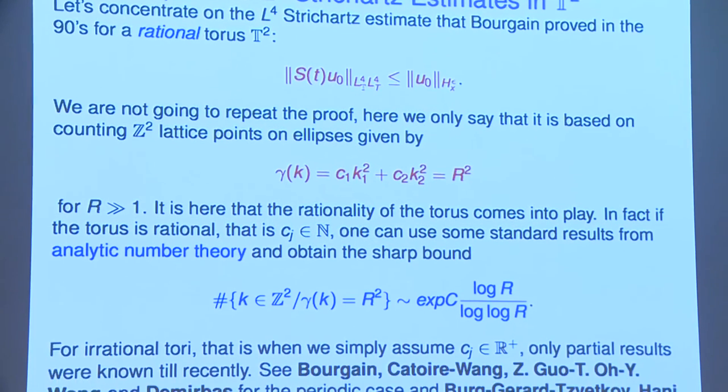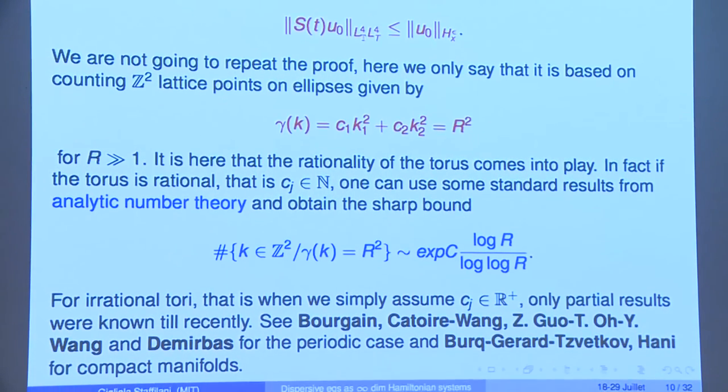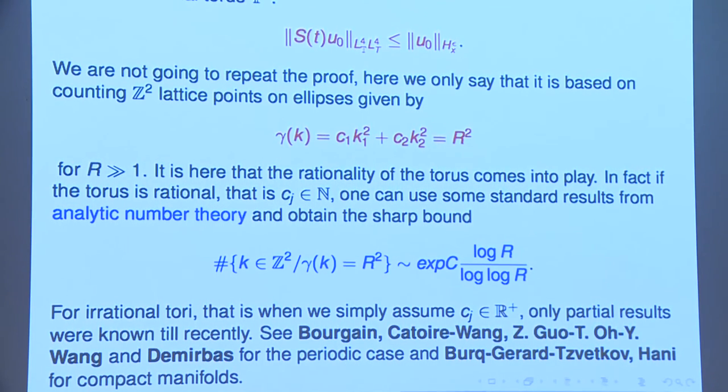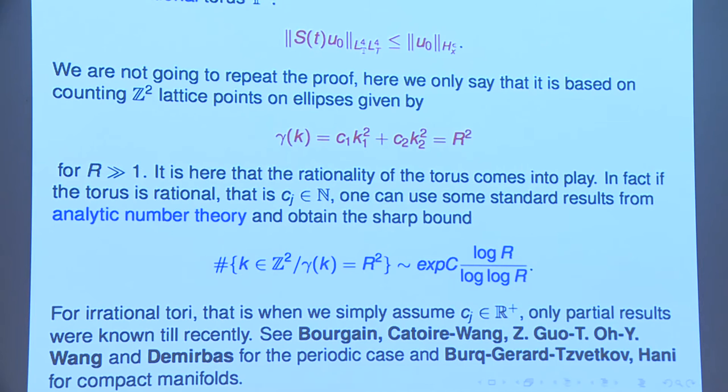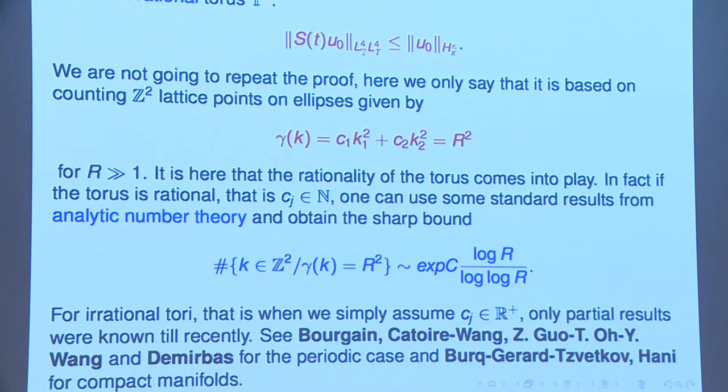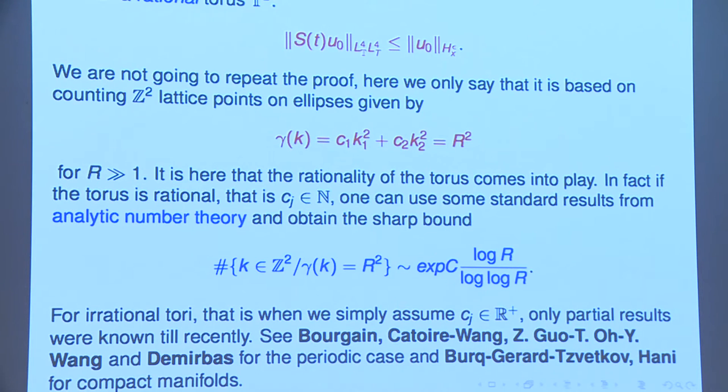Now, if you replace the circle with an ellipse, then the situation is not at all as clear as this. The reason you cannot conclude this Strichartz estimate in the case of an ellipse, which corresponds to having different periods, in particular irrational ones, is that you don't have such an estimate, so you have a much weaker result. And that's where the situation stood for several years.